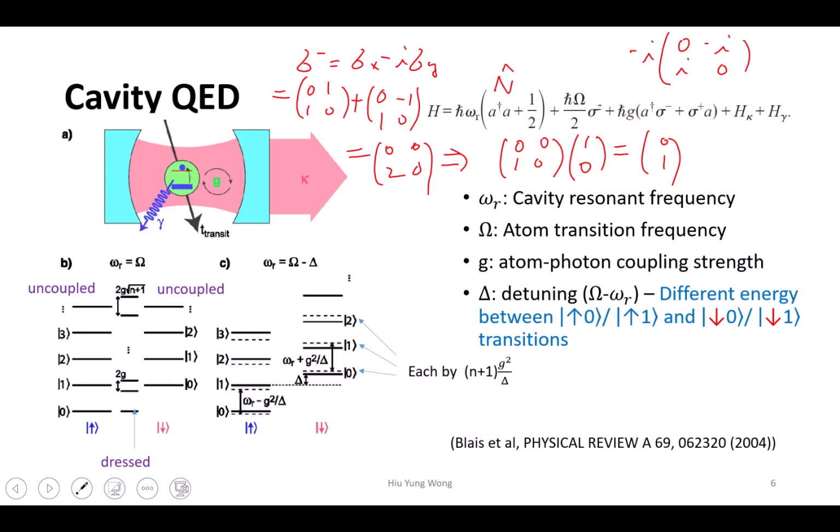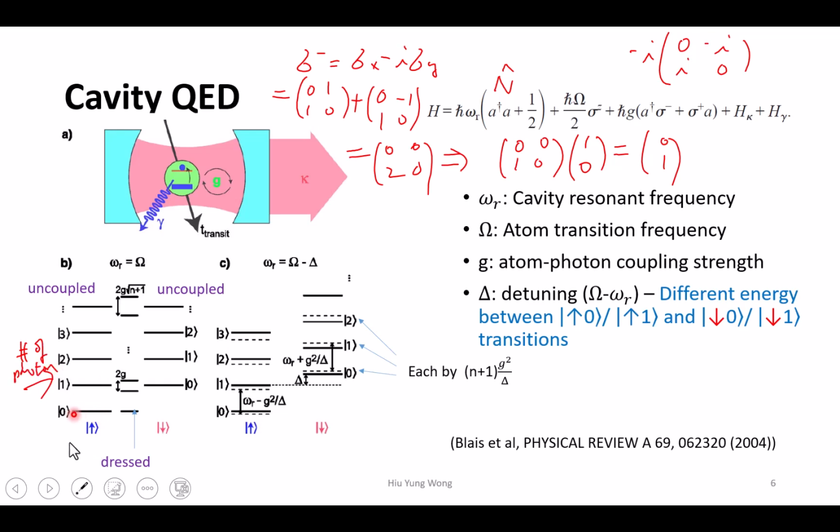So what happened to this one? It is like that. If you look at the left, before they are coupled, I have the up states of the atom and down states of the atom. And then for the cavity, I can have 0 photon, 1 photon. Right here is talking about the number of photons.